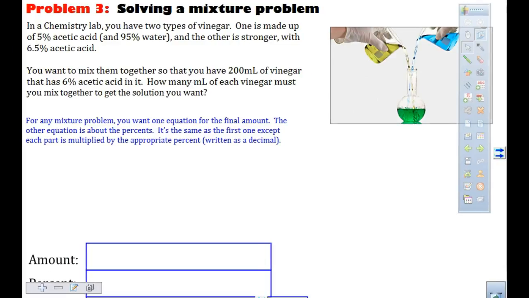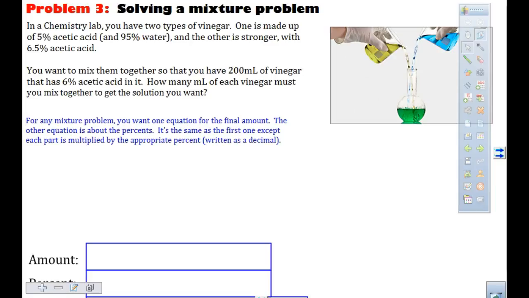In the chemistry lab, you have 2 types of vinegar. One is made of 5% of this acid, 95% water, and the other is stronger with 6.5% of the acid. It says you want to mix them together so that you have 200 milliliters of vinegar at a 6% acid. Okay? How many milliliters of each type of vinegar do you need to mix with it? So it says for mixture problems, you want to write an equation to get that final amount. The other equation is with the percent. So it's kind of like when we did our standard form and we said, oh, this is the number of people buying tickets, right? And then the value of it.